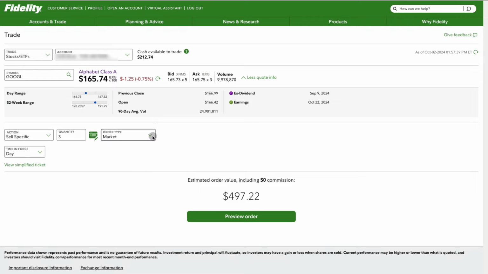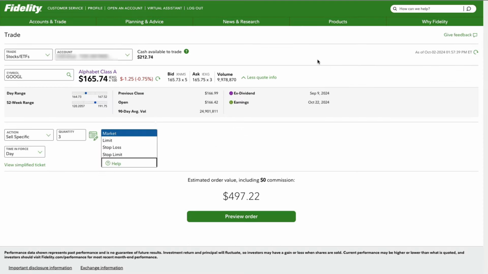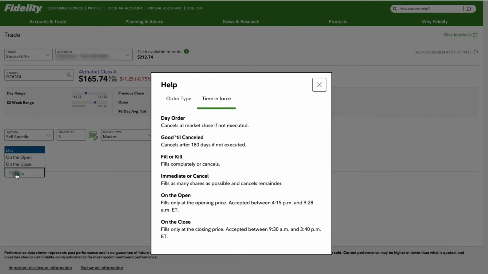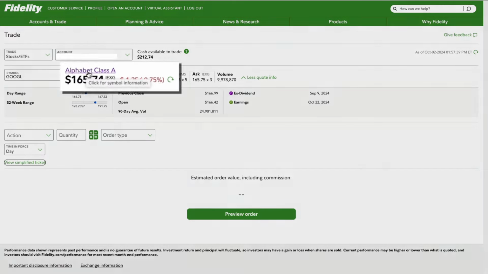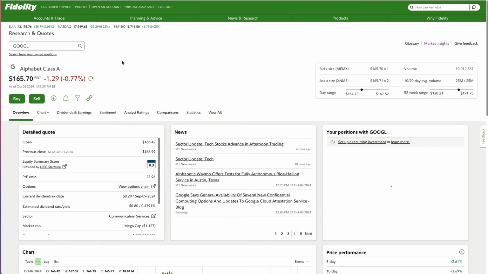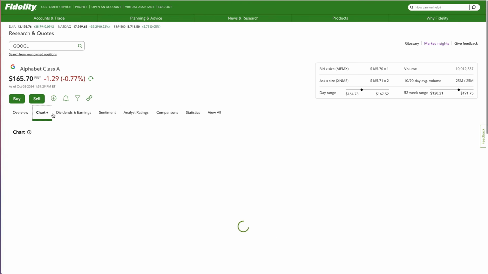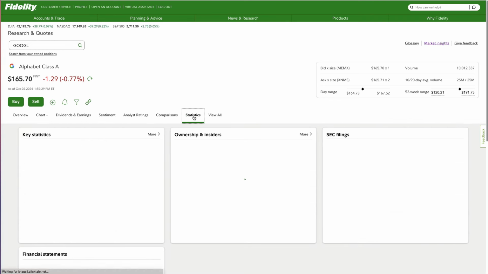There are additional options for market and limit order types. Click Help for more detailed definitions. The Time in Force section also has some additional options and definitions. If I want more details on the stock, I can select the stock name at the top. As a Fidelity customer, you have access to market and analyst reports on that security.